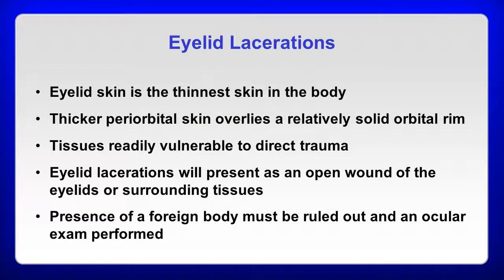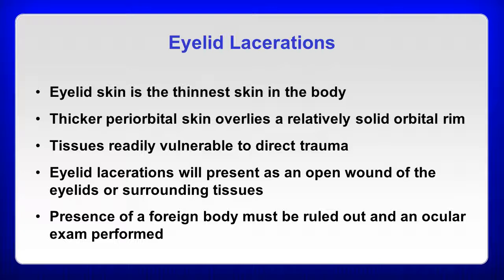Okay, eyelid lacerations. The eyelid skin is basically the thinnest skin on the body. There is some thicker periorbital skin that overlies the orbital rim. Any of this can, again, possibly be subjected to direct trauma. An eyelid laceration will basically look like an open wound just right around the eyelids.